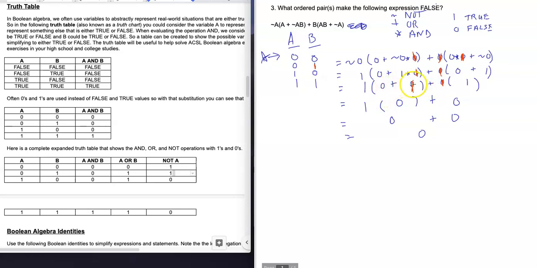This 0 plus 1 is now a 1 instead of a 0. And 1 times 1 is 1. 1 times 1 here is 1, plus 1. Uh-oh, that particular step, that substitution, worked out to be true. So 0, 1 is not one of the ordered pairs that make the original expression false.